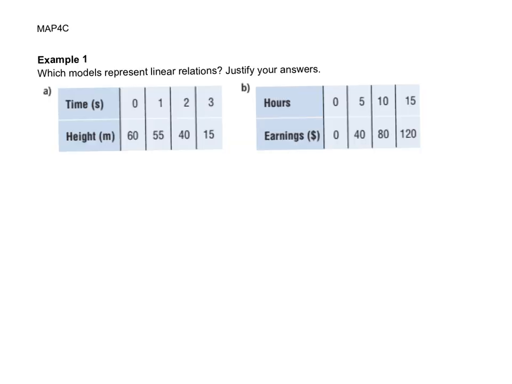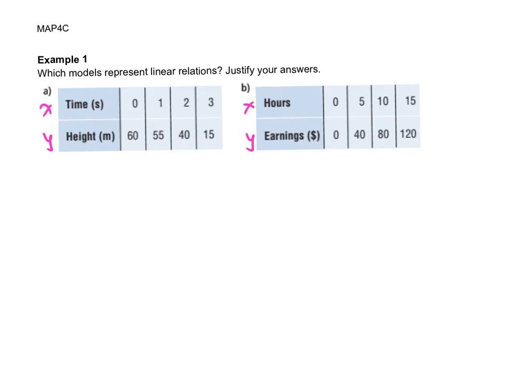Which one of these models represents a linear relation? Remember that x is always your independent variable and y is always your dependent variable, and that time never stops for anything. So whenever you have something with time in the question, you know that that is always going to be your independent variable. So this is x and this is y. This is x and this is y.